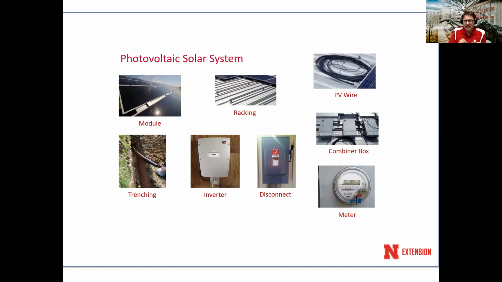There's also a lot of little detail parts that I don't have on this slide, but it's not just solar panels and inverter. It's all the pieces combined.